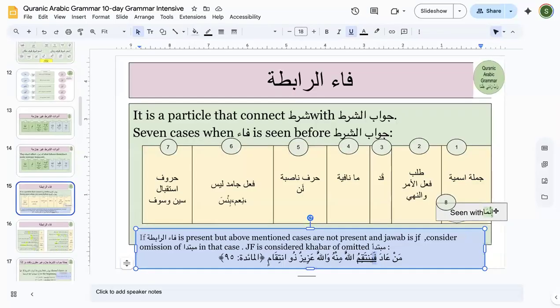The jawab is only your fail mudari, right? Yantaqimu, intaqama yantaqimu. Your fail mudari is present, right? You did not need fa'u rabita. In that case, and these are very few cases when you will find fa'u rabita followed by fail, and none of these 8 conditions are present. Okay, in that case, remember, this jumla failiya is going to be considered a khabar of a mubtada that has been omitted. So you have to understand it as fahuwa yantaqimullahu minhu wallahu azizun zuntiqam.